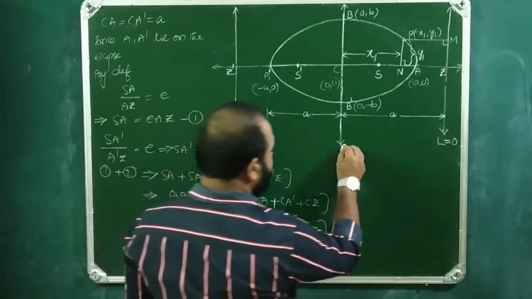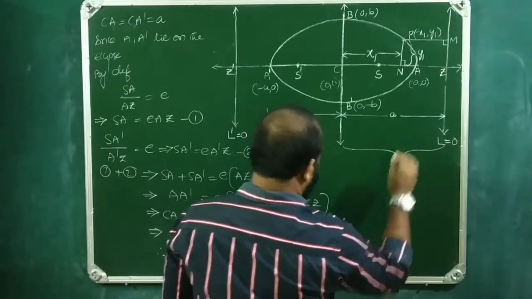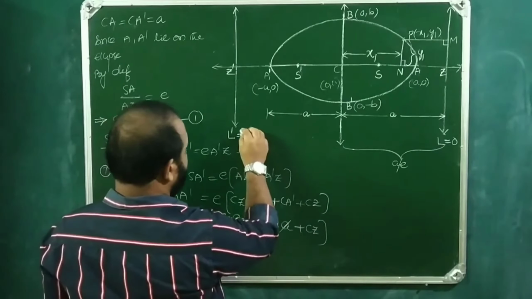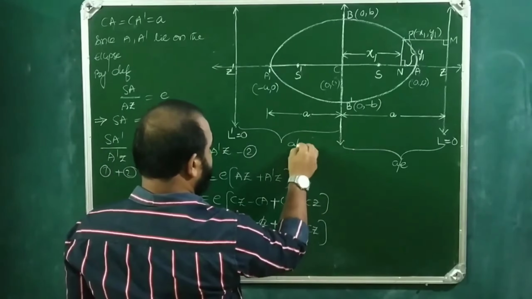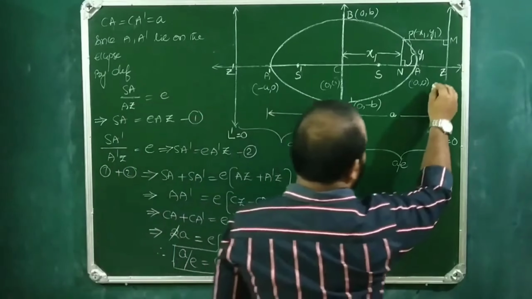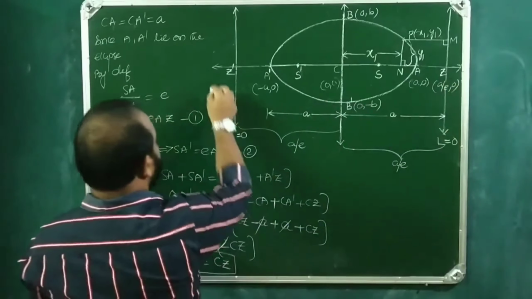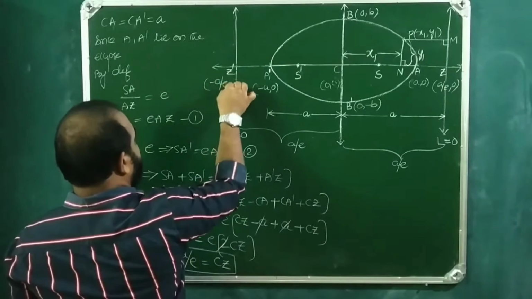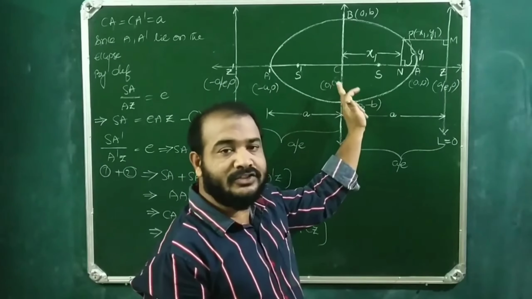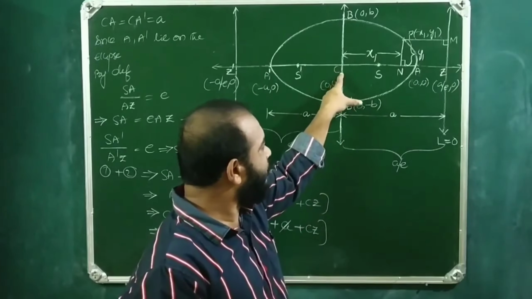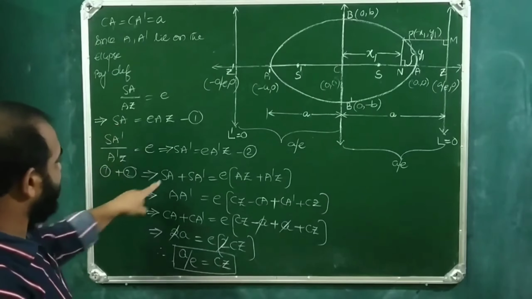That means this distance is A by E. In the similar way, this is also A by E. Then this is A by E comma 0, and this is minus A by E comma 0. To obtain this CS, the distance between the center and the focus, a fixed point, we use SA and SA dash.